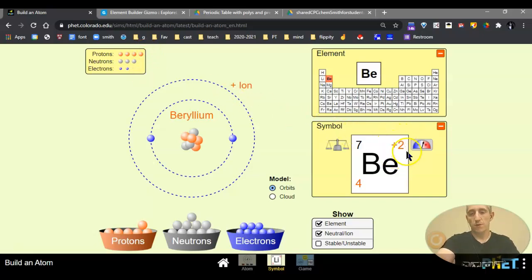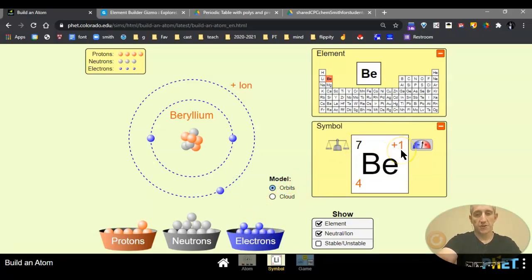And this symbol and number up here is a running tally of how many extra protons versus electrons there are. So the 2 plus means there are 2 more protons than electrons. There are 2 more positives than there are negatives. Notice this mass number up here doesn't change no matter how many electrons I add.